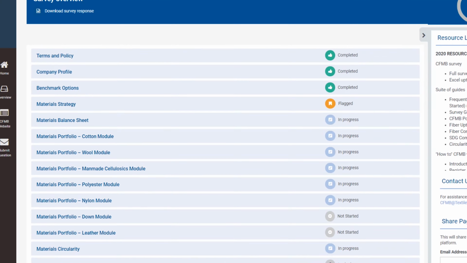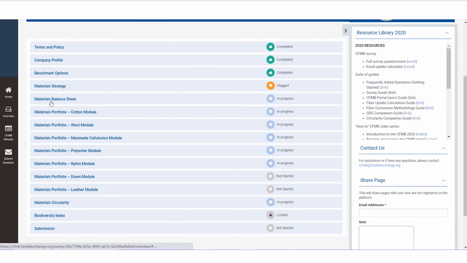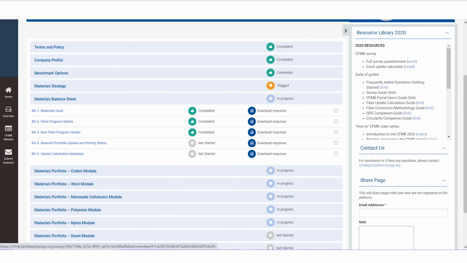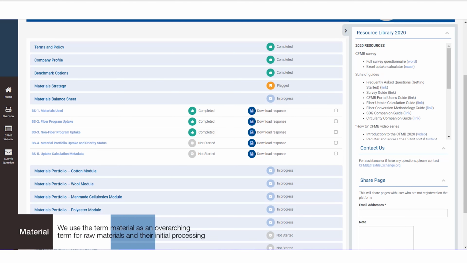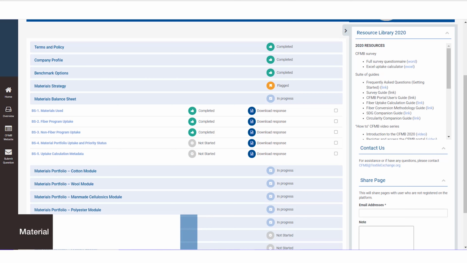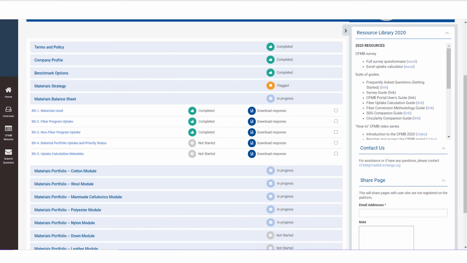The Materials Balance Sheet identifies which materials your company sources and how much was sourced of those materials. We use the term material as an overarching term for raw materials and their initial processing, which includes both fibers which can be spun into yarn and non-fibers that are not spun into yarn but are otherwise transformed into textile products or product components. For example, down, leather, or rubber.